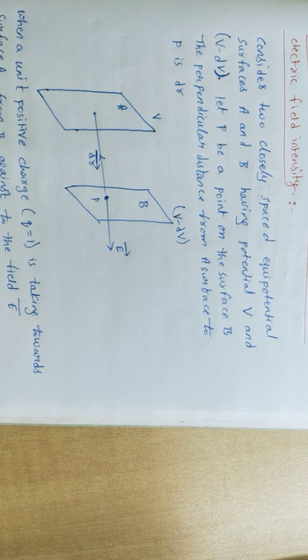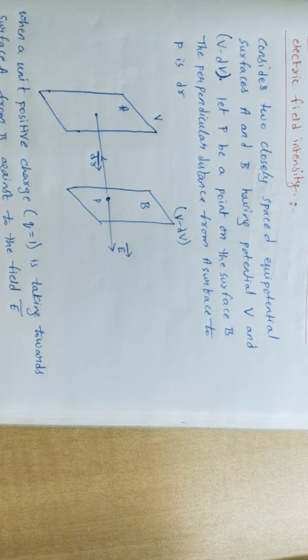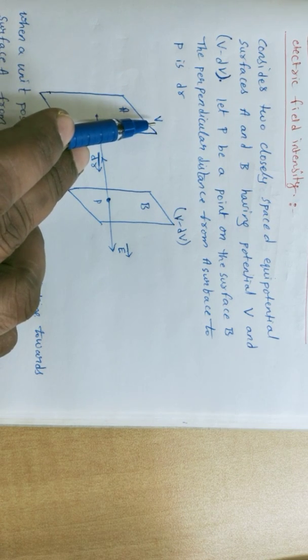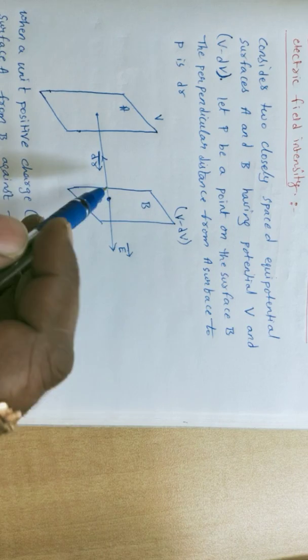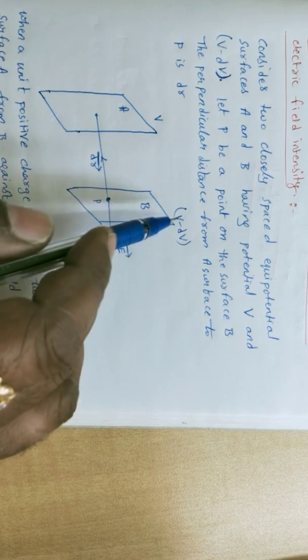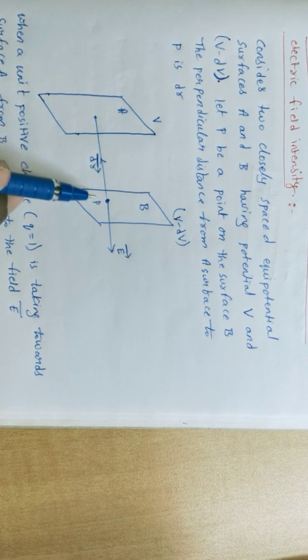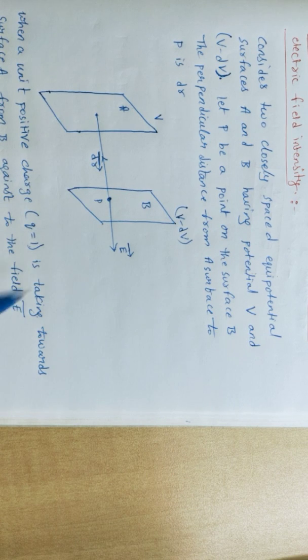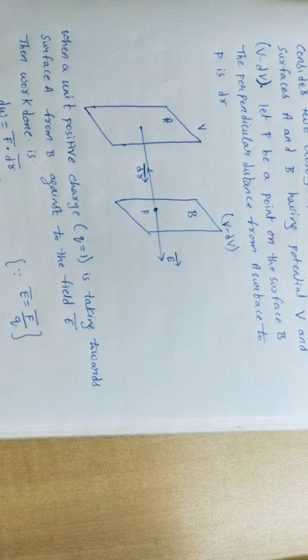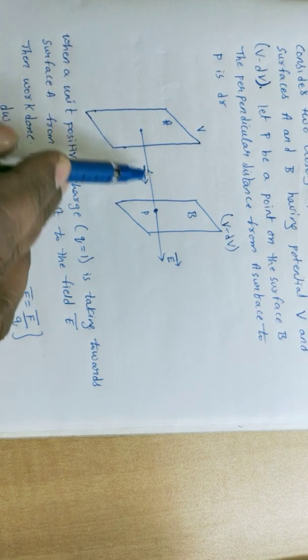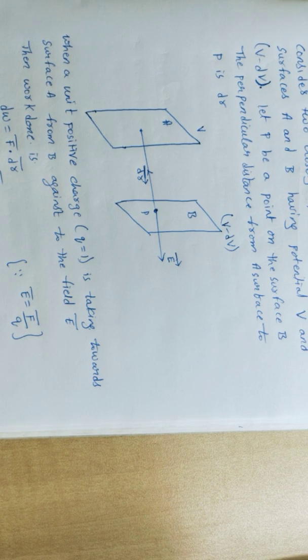Observe friends, in this diagram I am taking two equipotential surfaces. One is named A and the other is named B. On equipotential surface A, the potential is taken as V. On equipotential surface B, it is taken as V minus dV. These two are separated by a distance dr. Here we choose one point P on surface B, and the perpendicular distance from P to surface A is dr.